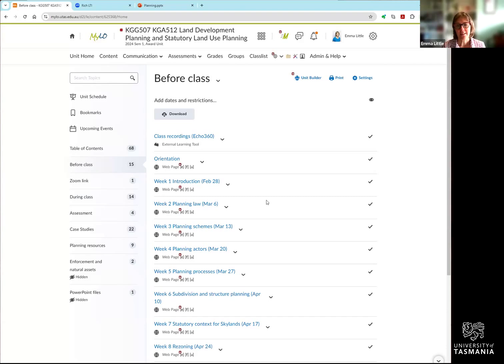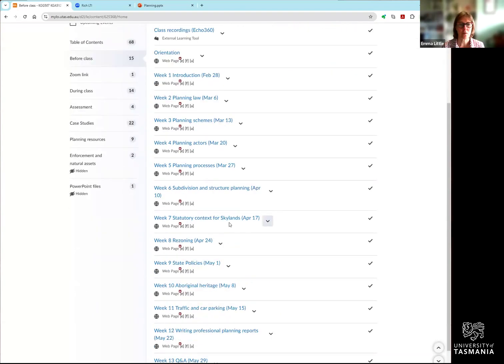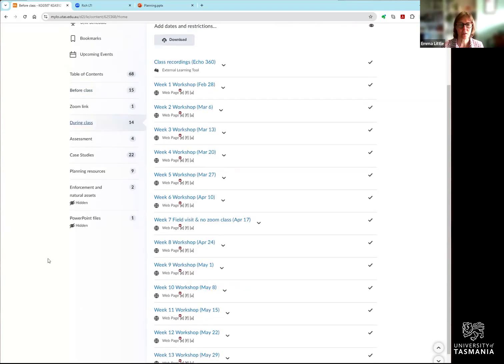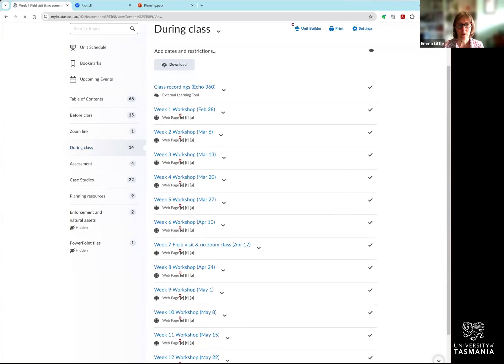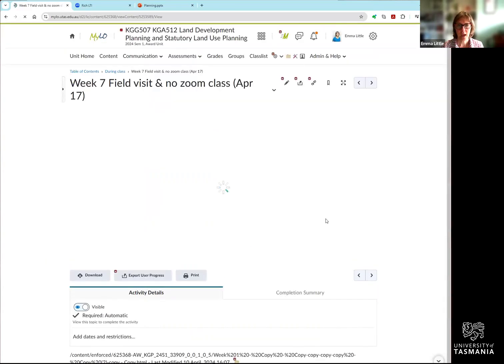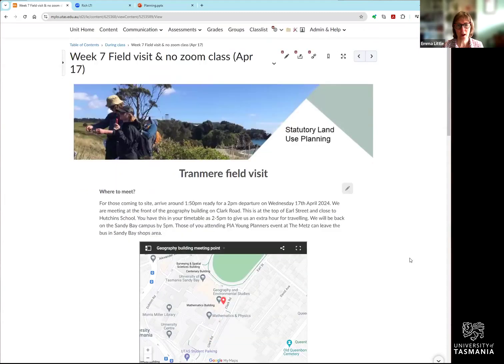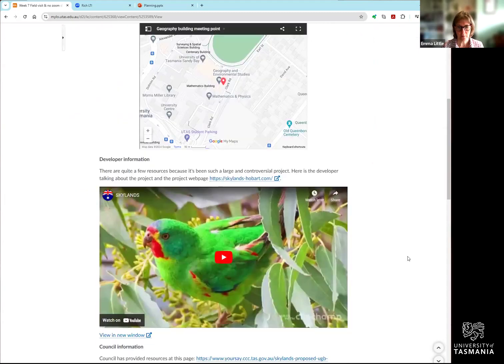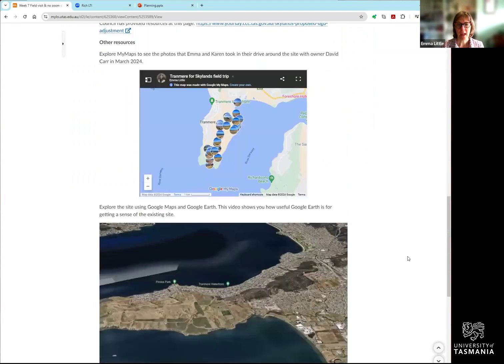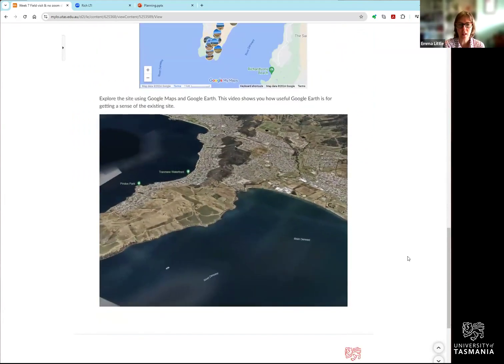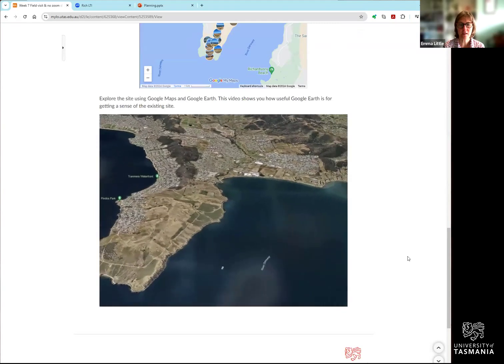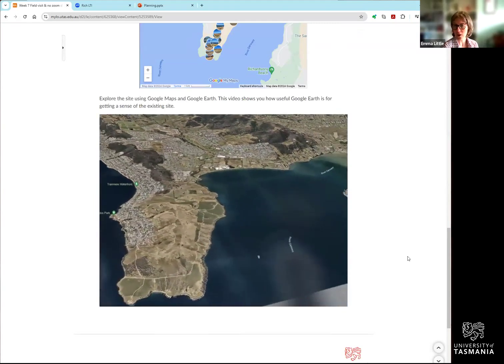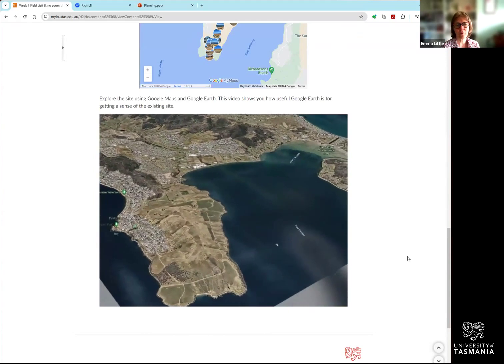And then each year the case study changes. In 2024, we looked at this huge proposal for Skylands. There are background lectures, and then the case study had a fieldwork visit to Tranmere in the middle of semester. And that's what this incredible site looks like. It's a huge area of land that has been knocked around a bit. You can see that there's not a lot of natural vegetation left.